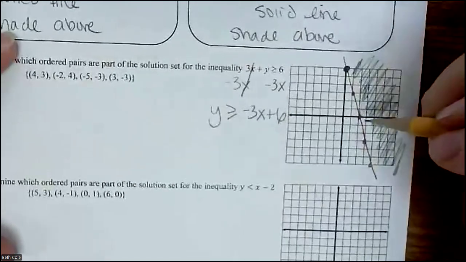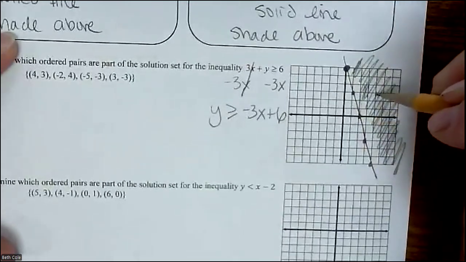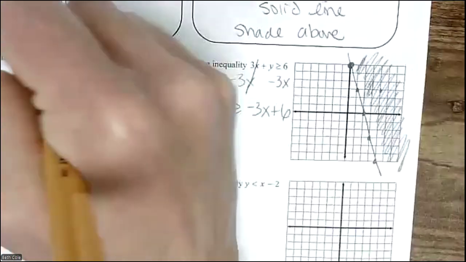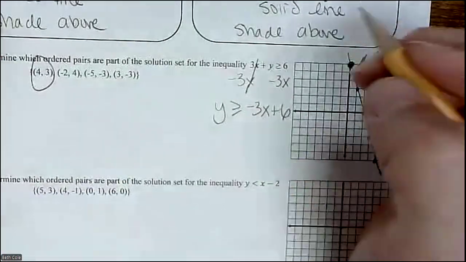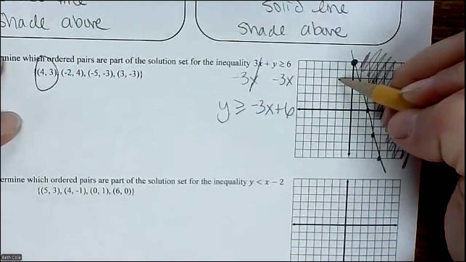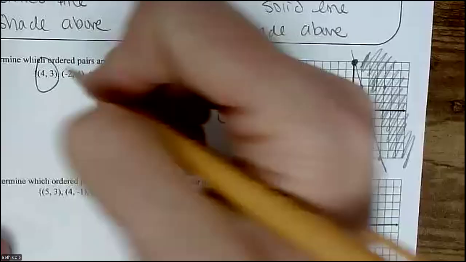All we have to do is say, are these points part of the answer? 4, 3. Well, 1, 2, 3, 4, 1. I heard somebody say yes already. 4, 3 is right here. Do you see how that's in the shaded part? Yes, we want that one. Just yes or no. -2, 4 would be right here. So no, do you see how it's not in the shaded part?